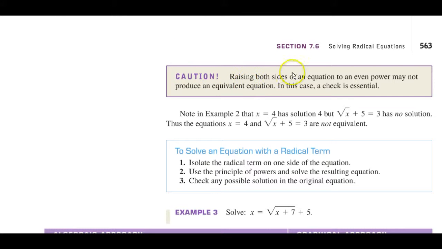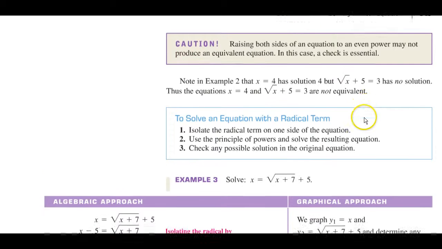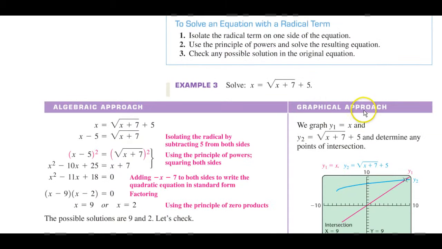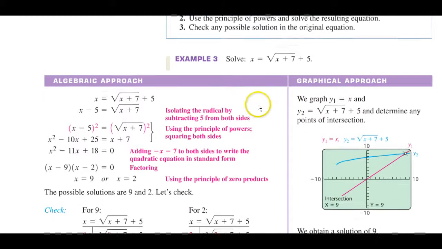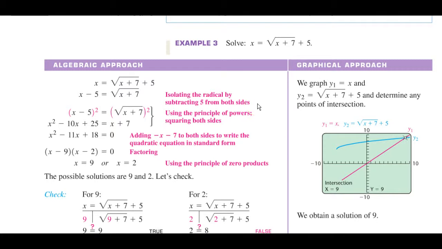Again, raising both sides of an equation to an even power may not produce an equivalent equation. In this case, a check is essential. These are not equivalent. And the key is that you had the square root of something equals a negative. That's sort of a hint. Okay, let's get on to something a little more in line of what we'll be doing here.